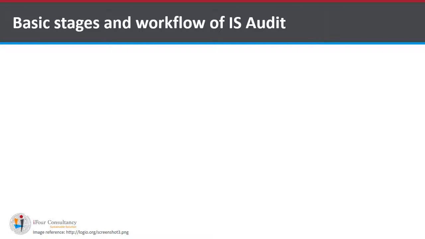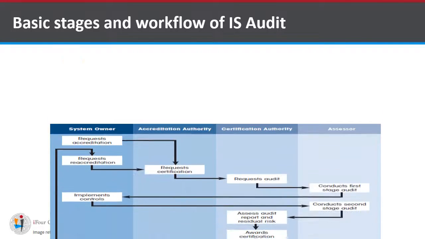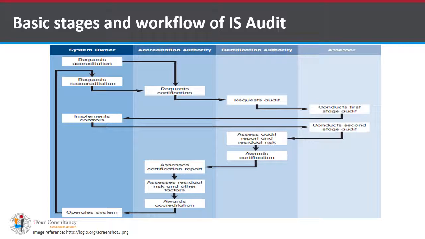Here are some basic stages and workflow of the IS audit. So who does what is explained in this flow chart. The system owner requests the accreditation. The accreditation authority requests the certification of the company. The certification authority requests the audit. The assessor conducts the first stage audit, and then the implementation of the controls is done. Once the implementation of controls is finished, the assessor does the second stage audit.